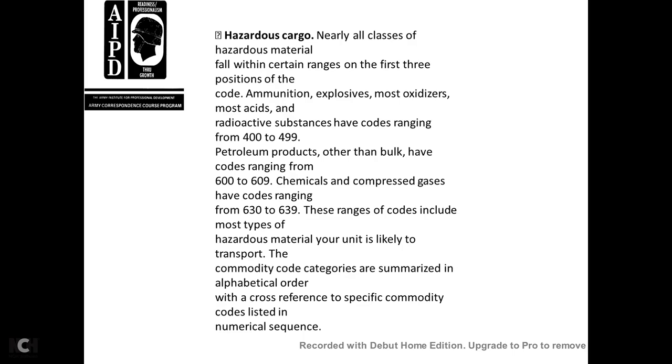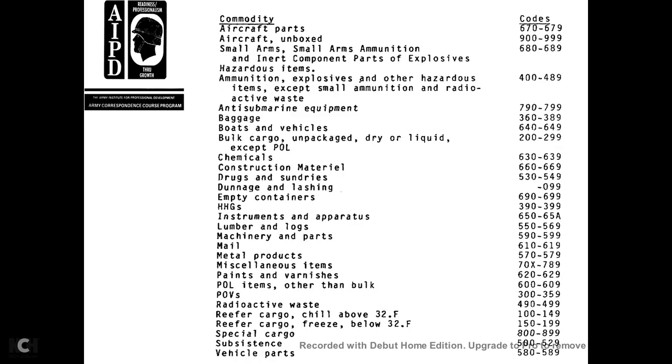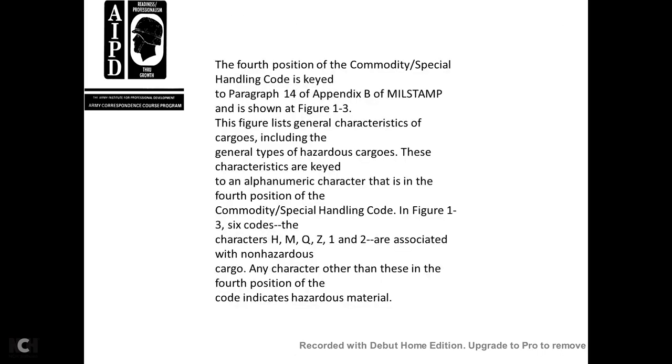Cross-reference specific commodity code listed numerical sequences. Alright, the 4th position commodity special handling code is key, with paragraph 14 of appendix B, shown in figure 1-3. The figure lists the general character of the cargo, including the general type of hazard, with the alphanumeric character in the 4th position of the commodity special handling code. Figure 1-3 shows the six code characters H, M, Q, Z, 1, and 2 associated with non-hazardous cargo.